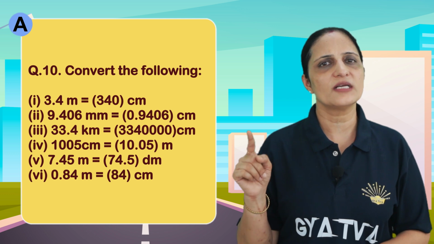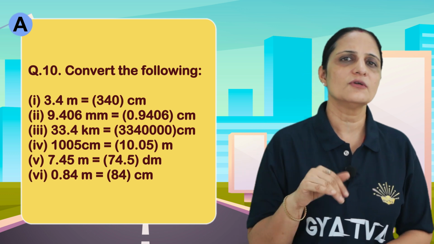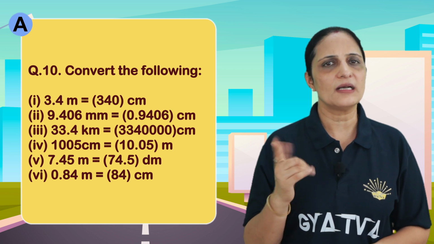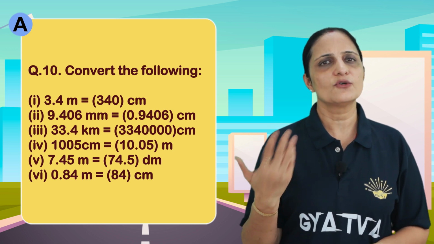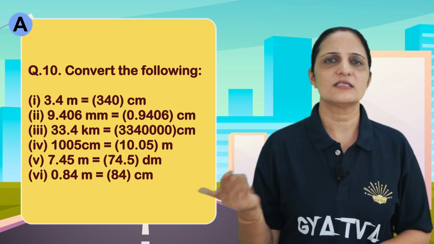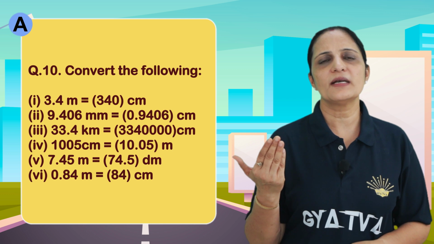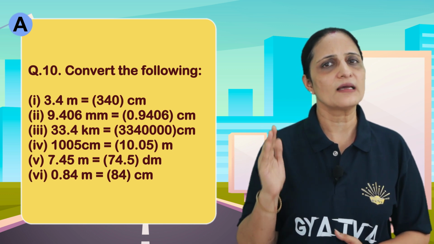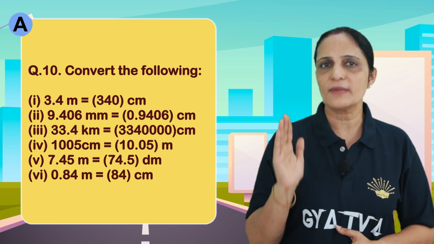7.45 meter to decimeter. Again you are going to divide. 0.84 meter to centimeter, multiply it by 100. 2 zeros with 2 decimal places, that gives you only 84 centimeter. Hope everybody is clear. These system of conversion of units you should learn by heart, because they are going to come up in your maths also.